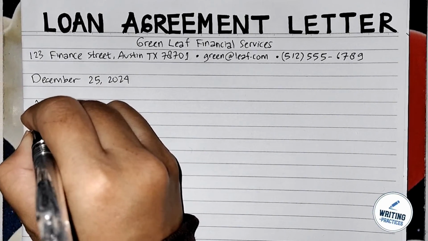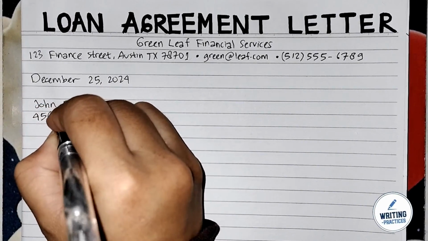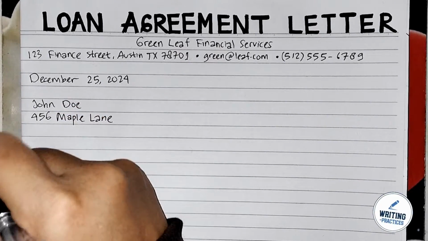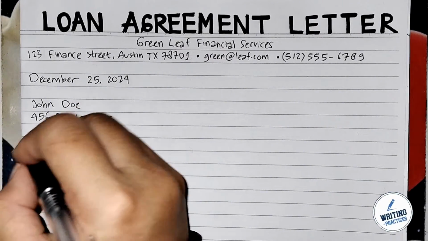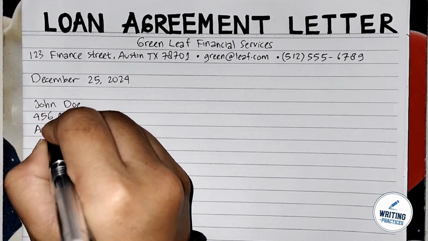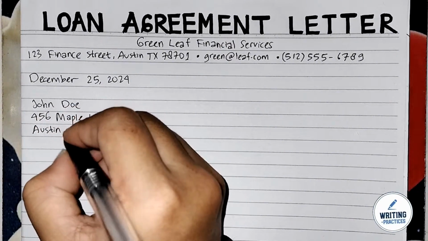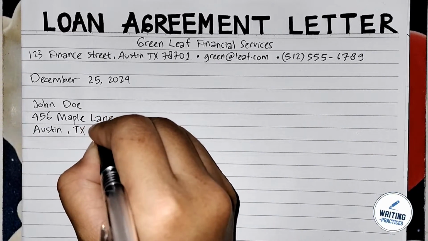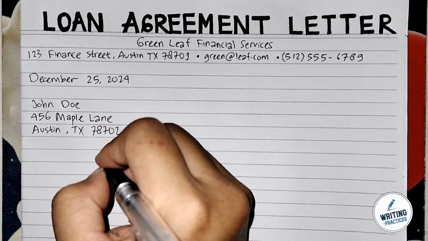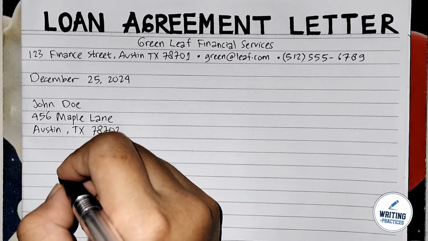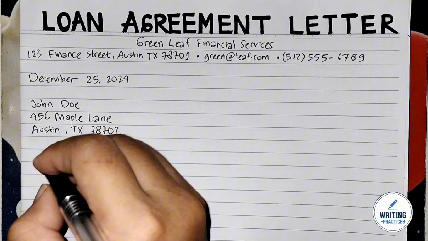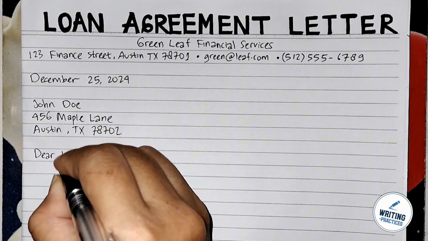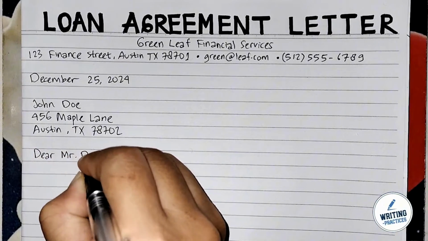Under it, write the date of the letter. Yes, it is month, date, and year. For the next, write the information about the recipient. You must write their full name. Under it, write their home address. Don't forget to mention the number, street name, city, state, and zip code. Once you completed everything, you can open the letter with a formal salutation. Simply write, "Dear Mr. or Ms. or Mrs.," followed by the last name of the recipient.